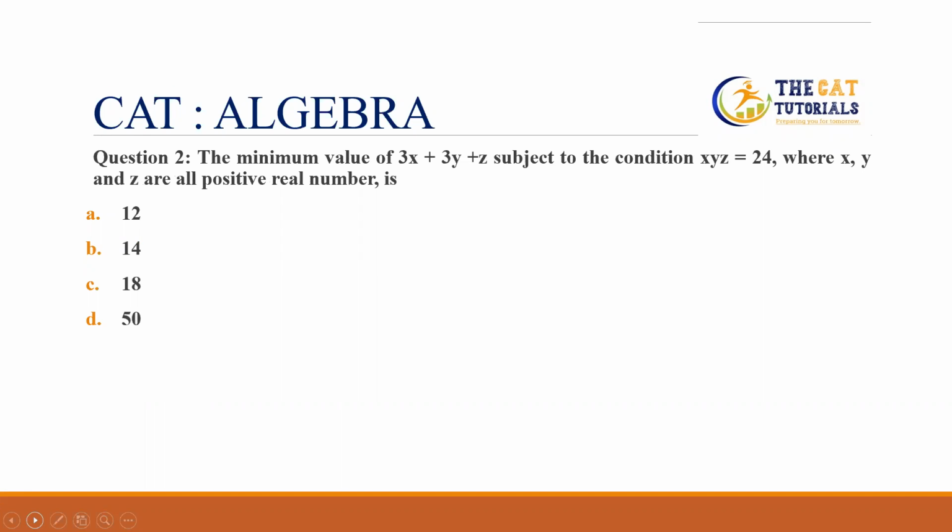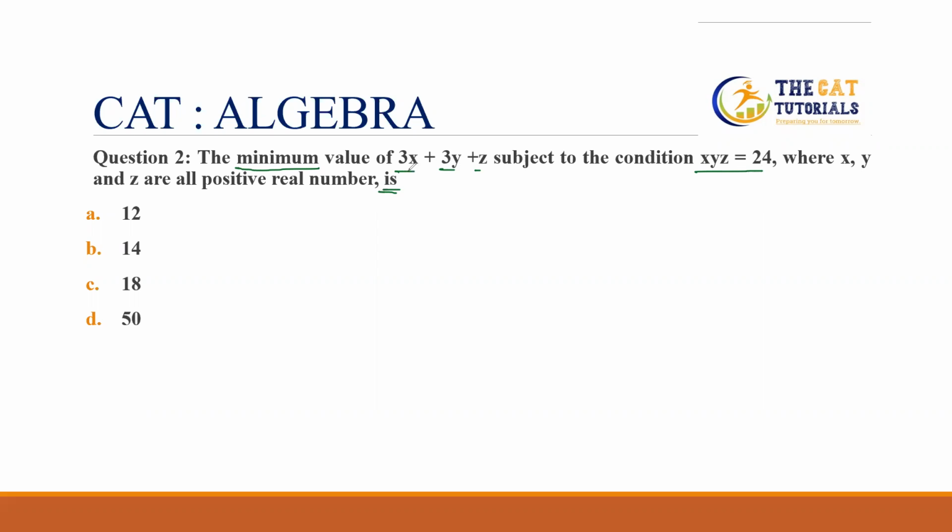So see, what is the question? The question is the minimum value of 3x plus 2y plus z. It is already mentioned in the question. You have to find the minimum value of 3x plus 2y plus z, subject to the condition xyz equal to 24, where x, y, z are real positive numbers each. So here you have to find the minimum value of this.